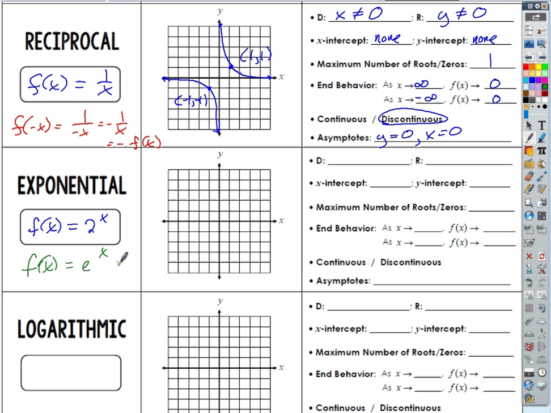What's e? Do you know what e is? It's an irrational number, like pi. E is what we call the natural number. It's about 2.718, something crazy like that.